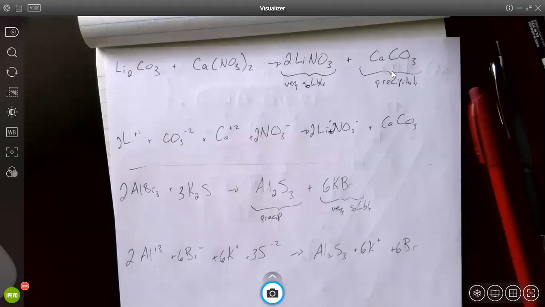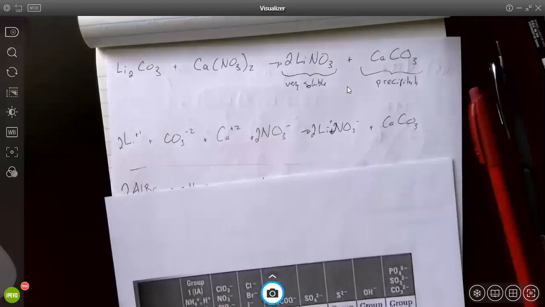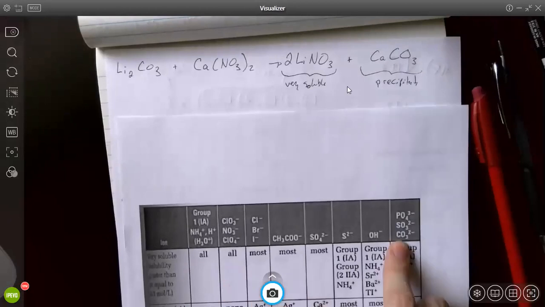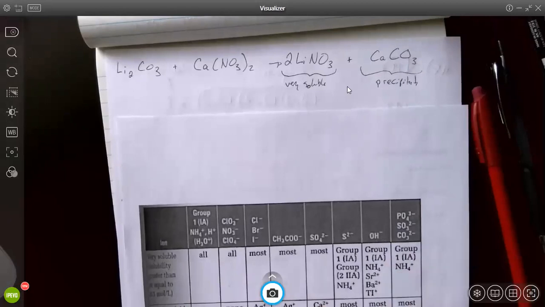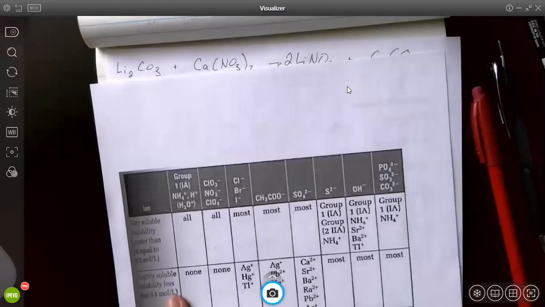Then I use my solubility table to identify the precipitate. So if we look at nitrate here, it says that all things are very soluble. So lithium nitrate is definitely very soluble. Our carbonate ions over here, it's only very soluble with group 1 elements as well as ammonium. And calcium is a group 2, which means that it falls into the "most" category that is a precipitate.